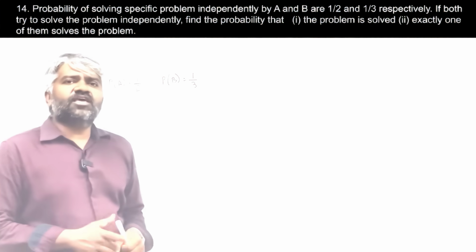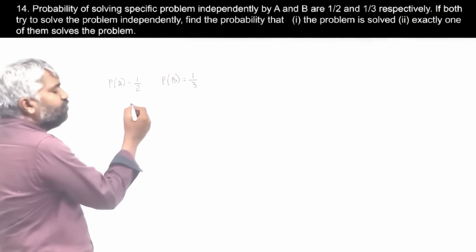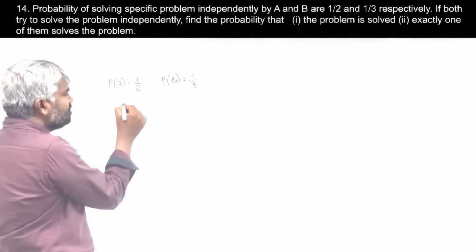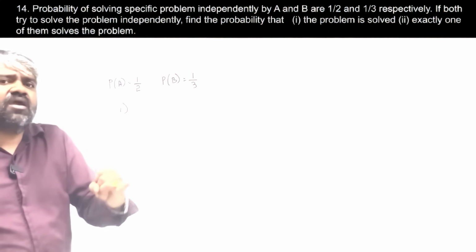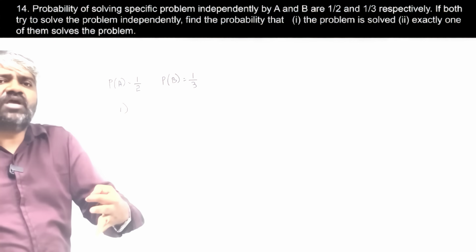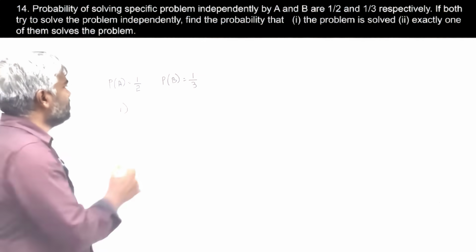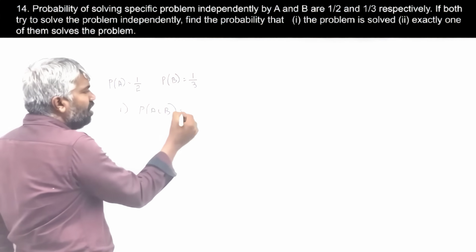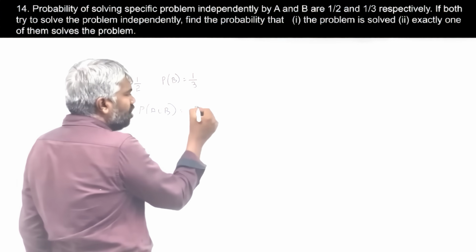Now we need to find two values from this given data. That is, the problem can be solved by A with probability 1 by 2 and by B with probability 1 by 3. The first question is that the problem has to be solved, whether it is solved by A alone, or by B alone, or whether they are both working together. I am least bothered about it. I need the answer for this question. So when a problem is solved by A and B or by any of them, we need to find A union B.